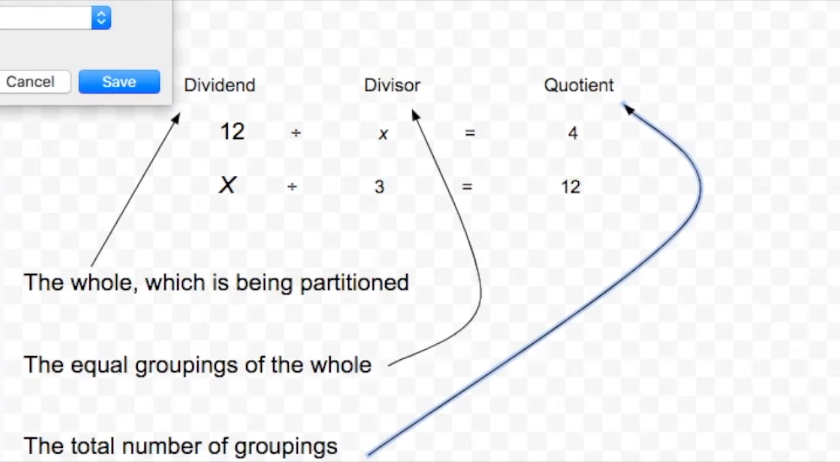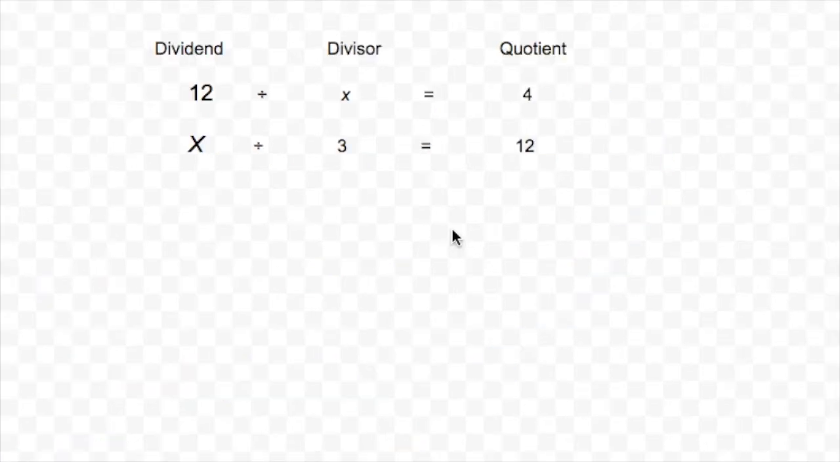And so while we can do inverse operations when our dividend is unknown and move our divisor to the other side and multiply it, we cannot do that when our divisor is unknown. When our divisor is unknown, we must instead swap our divisor and our quotient and divide our known values to get our unknown value. And I'm going to show you what I mean here.